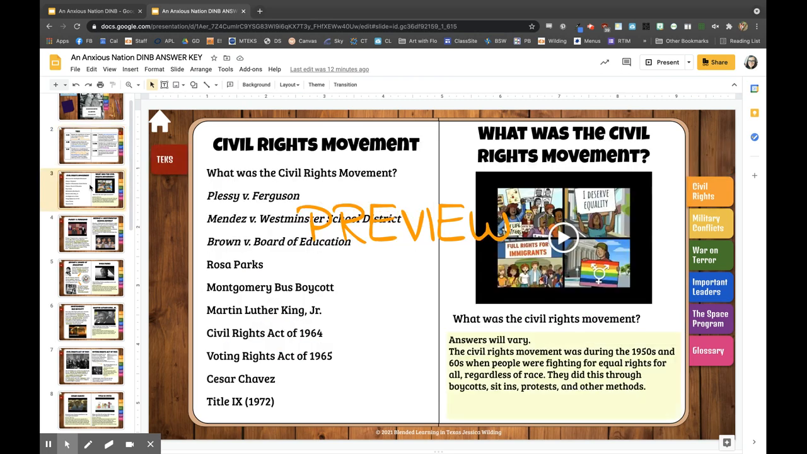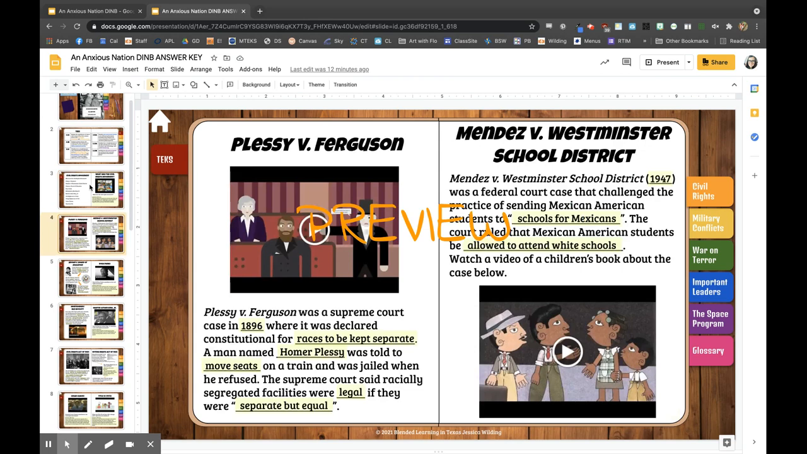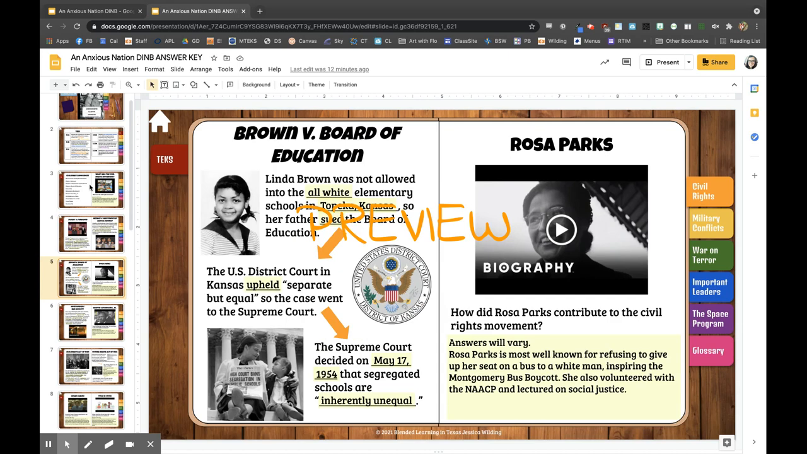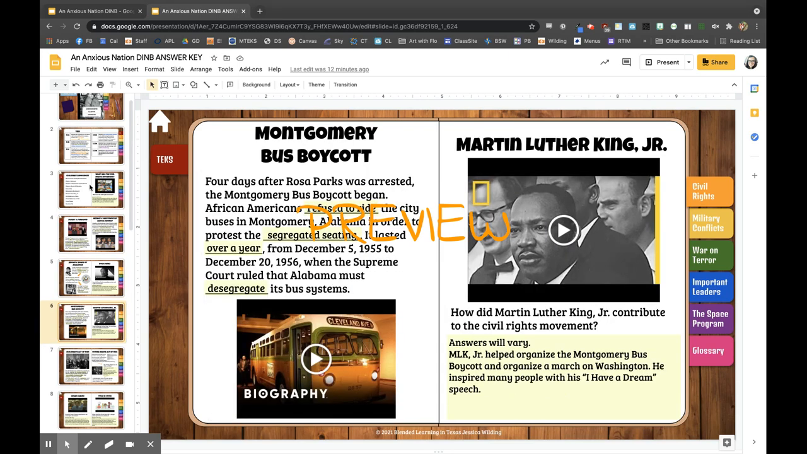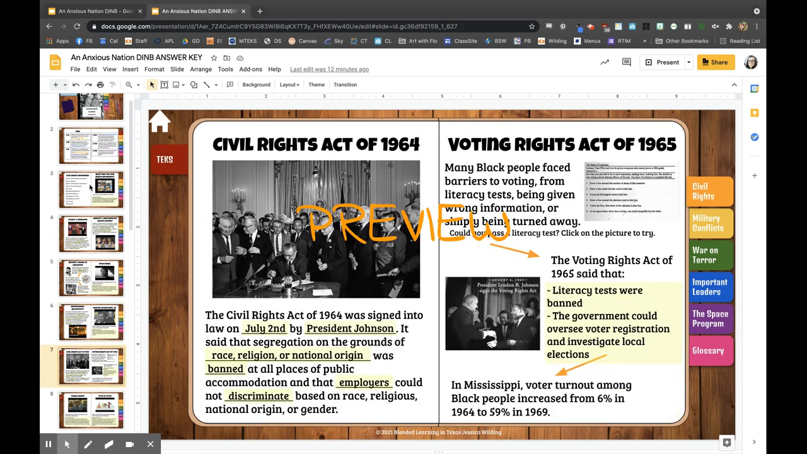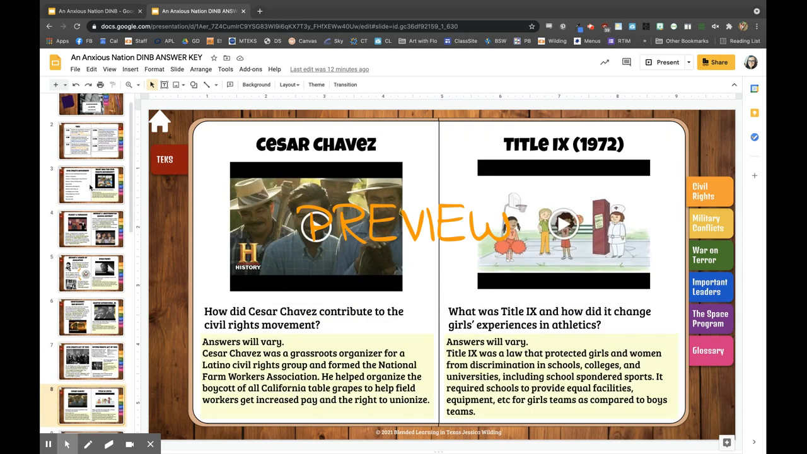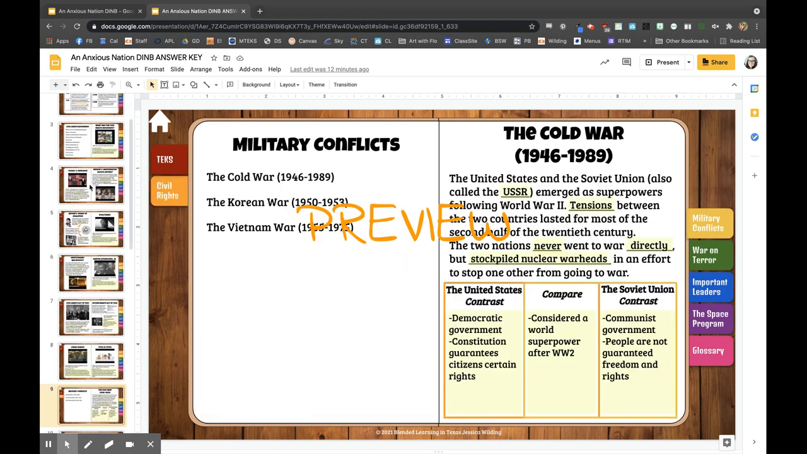So looking through the slides really quickly, there's a slide on what was the civil rights movement, Plessy versus Ferguson, Mendez versus Westminster School District, Brown versus Board of Education, a biography of Rosa Parks, the Montgomery bus boycott, a biography of Martin Luther King Jr., the Civil Rights Act of 1964 and the Voting Rights Act of 1965, Cesar Chavez and the Title IX law.